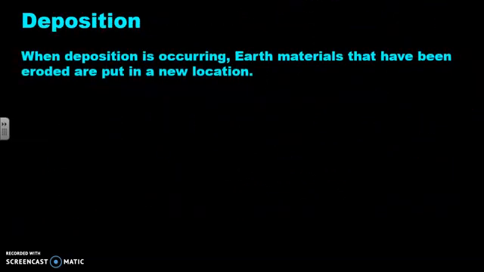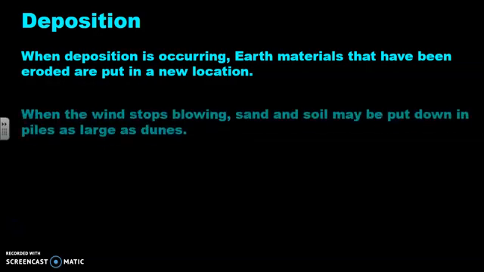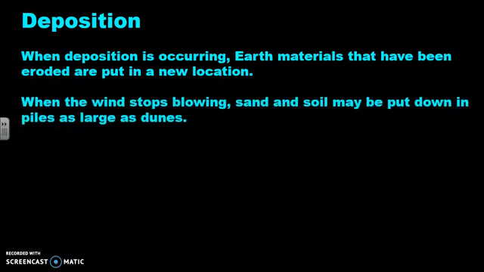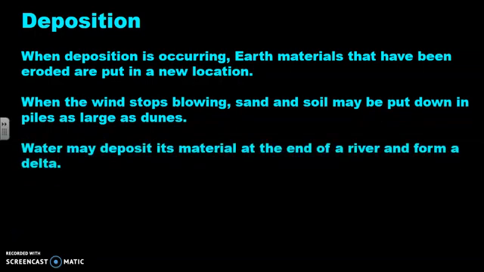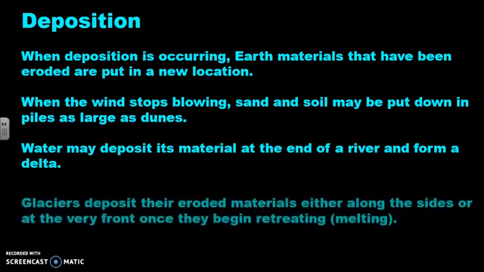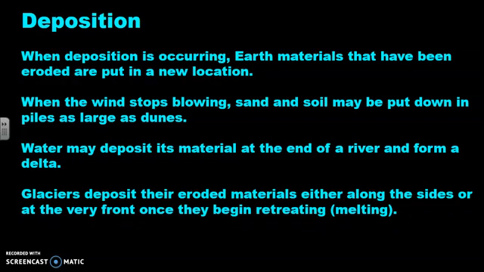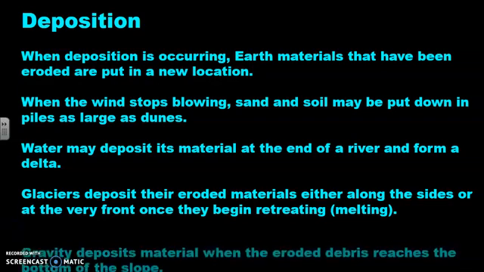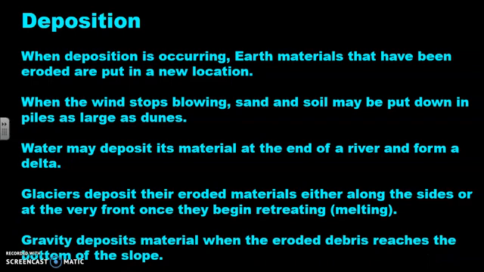Deposition. When deposition is occurring, Earth's materials that have been eroded are put in a new location. When the wind stops blowing, sand and soil may be put down in piles as large as dunes. Water may deposit its material at the end of a river and form a delta. Glaciers deposit their eroded materials either along the sides or at the very front once they begin retreating or melting. Gravity deposits material when the eroded debris reaches the bottom of the slope.